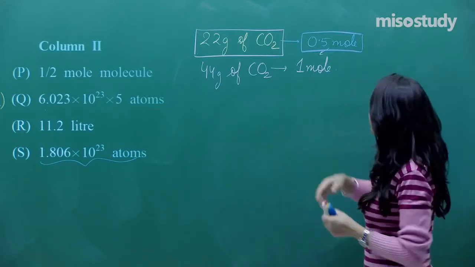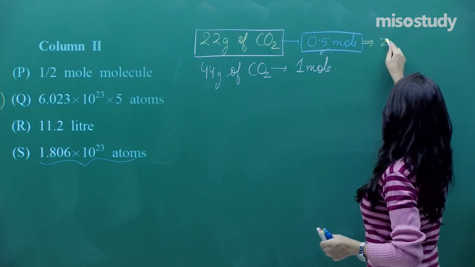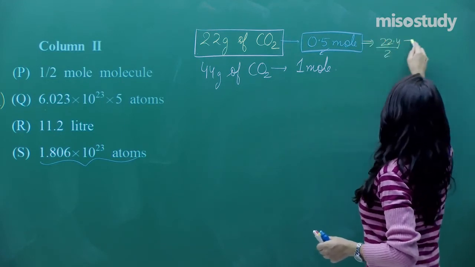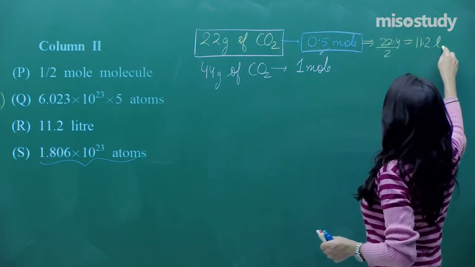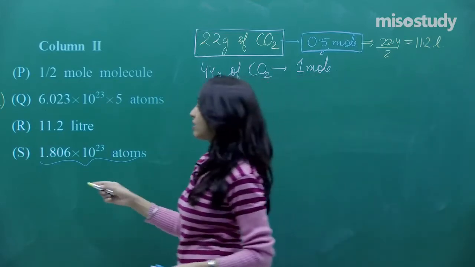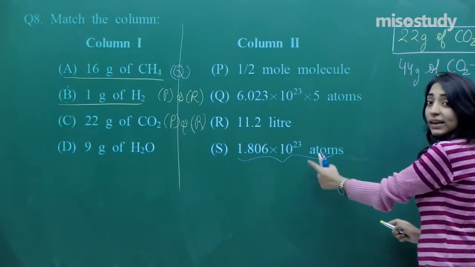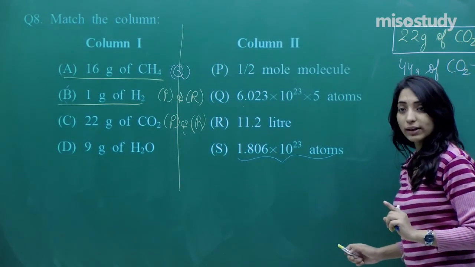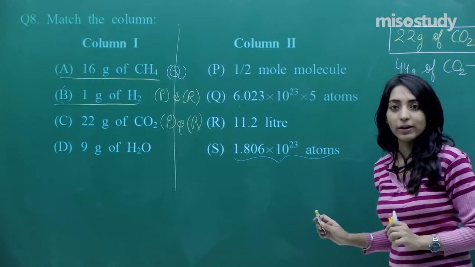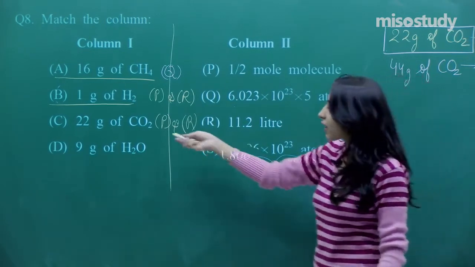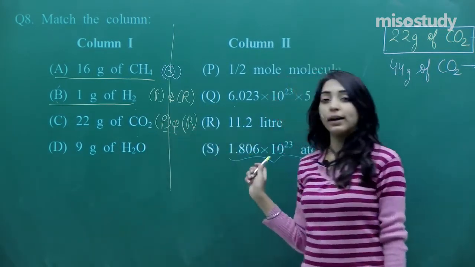Yes, half mole simply means 22.4 divided by 2, which is 11.2 liters, right? So even R is an option. And just now we did the calculation, right? Answer was 9 into 10 raised to the power 23, not 1.8 into 10 raised to the power 23. Okay. So the correct answer for option number C is also P and R.